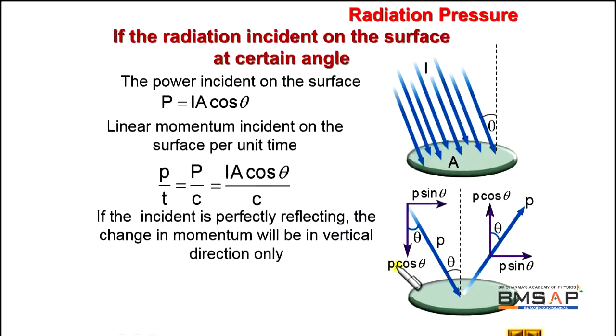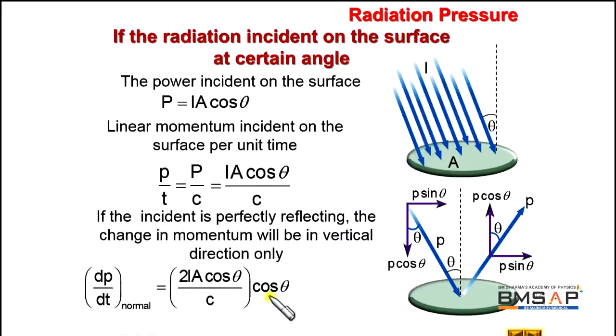That means the total change in the linear momentum normal to the surface has the magnitude 2P cos theta, and we want to find the rate of change. That means dp by dt normal to the surface equals 2IA cos theta divided by c, and we are interested in the vertical component, that means another cos theta. So, it is nothing but 2IA cos square theta divided by c. So, this is the force exerted by radiation normal to the surface.